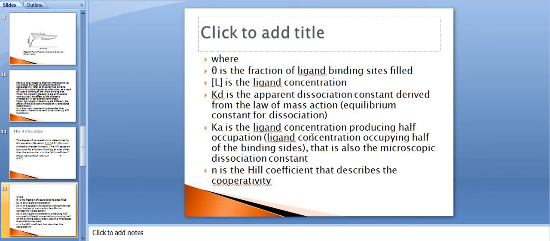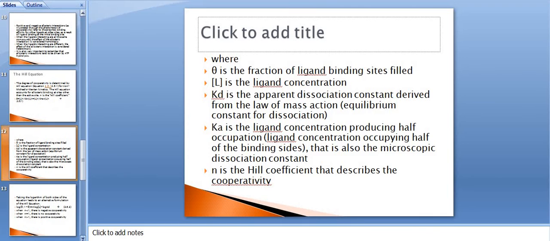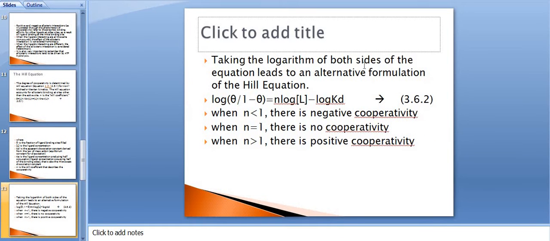See here, going by this, let us state the equation again: theta equals L^n / (Kd + L^n), which equals L^n / (Ka^n + L^n), okay. Taking this Hill equation and taking the logarithm of both sides of the equation leads to an alternative formulation of the Hill equation, that is log(theta / (1 - theta)) = n log L - log Kd.